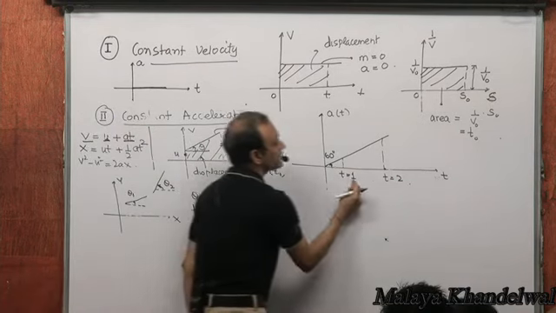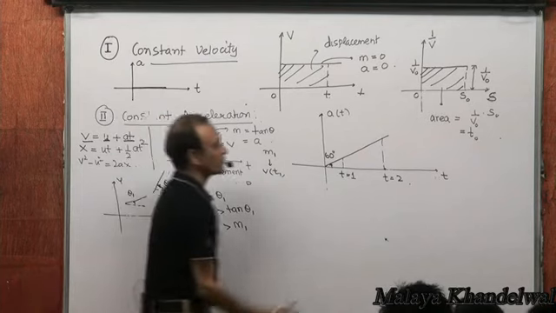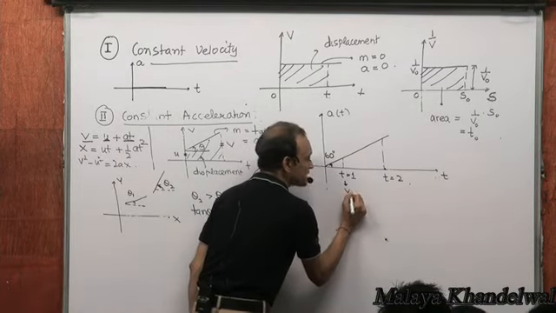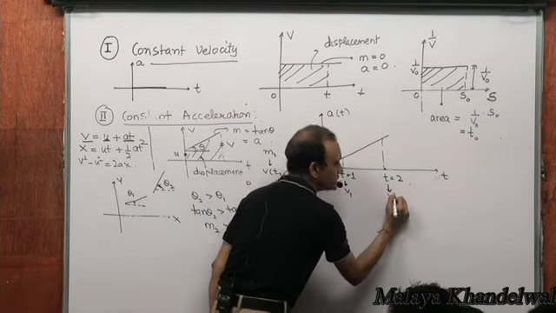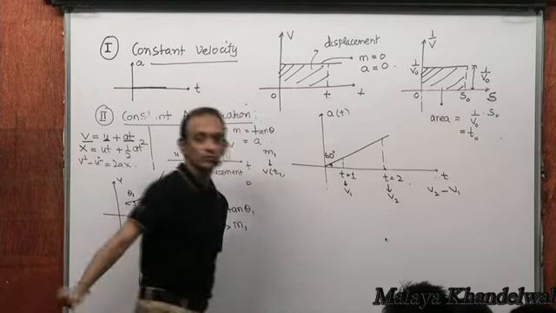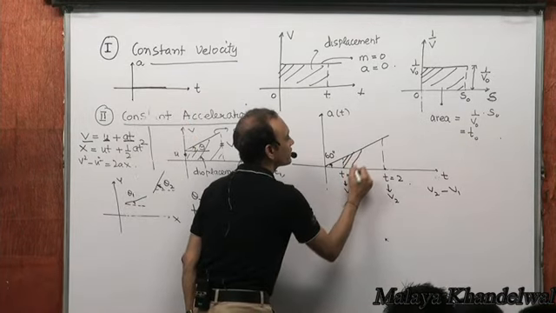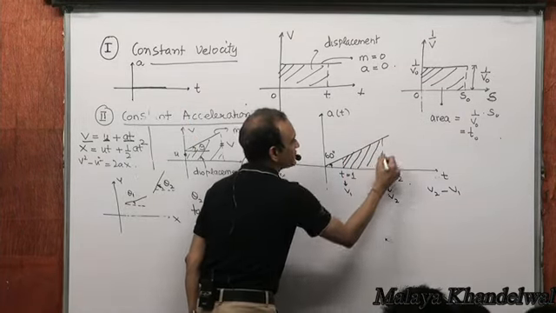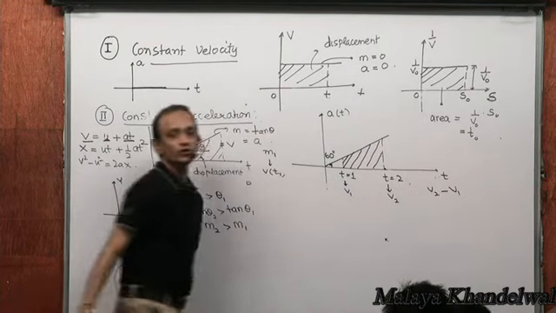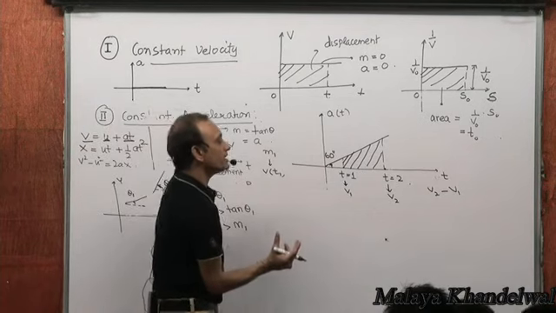Now, between t equal to 1 and t equal to 2, I want to find the change in velocity. Velocity at t equal to 1 is v1, velocity at t equal to 2 is v2. I want to find the change in velocity, v2 minus v1. What would that be? That would be this area. This area would be v2 minus v1, the change in velocity. Yes or no?